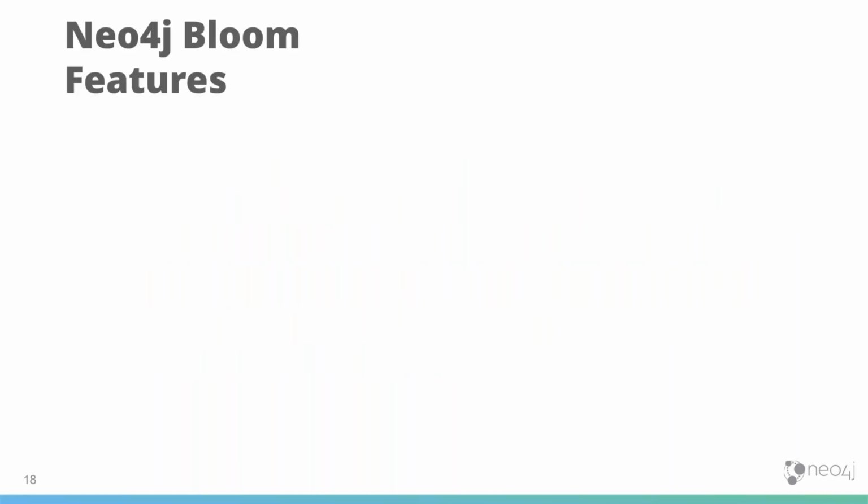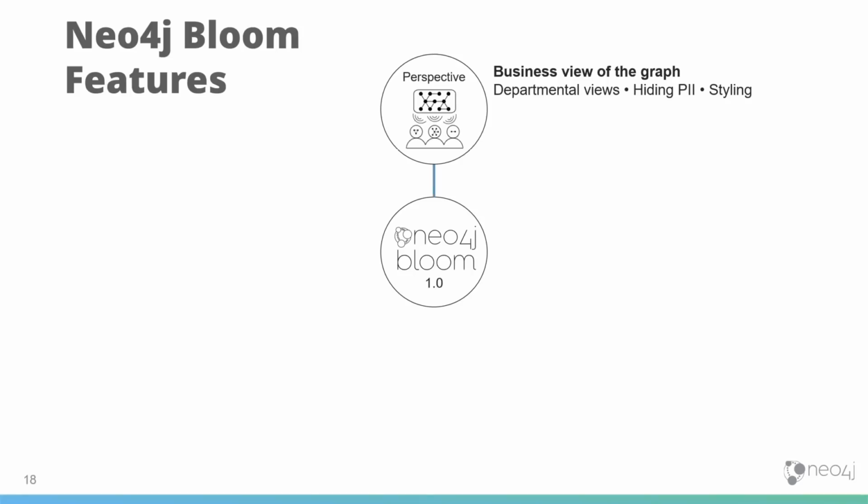So let's very quickly walk through what Neo4j Bloom does before we show it to you. Number one, Neo4j Bloom, we shipped it in May. It came out with these ideas of perspectives. I'll go into this in a little more detail in a second. It gives you this business view of the graph itself. Perspectives can be used as different types of views of a graph depending on what your interest in the graph happens to be. So I could create departmental views. I could create views that hide personally identifiable information.